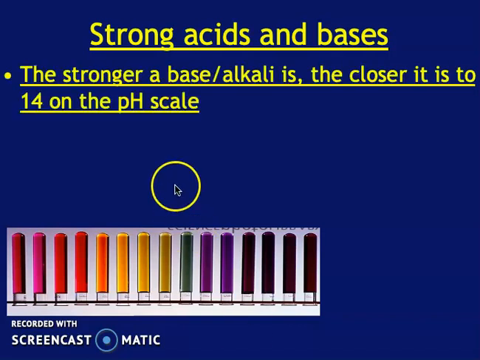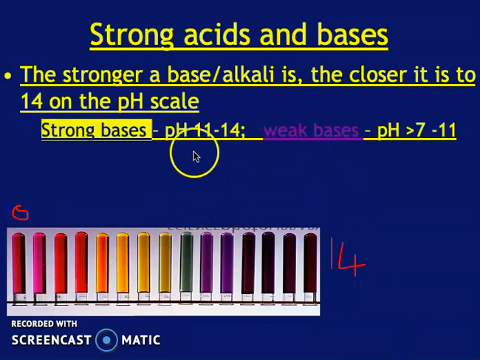So the stronger a base or an alkali, so a base is a solid, an alkali is something that's dissolved in water. But the stronger a base or an alkali is, the closer it is to 14 on our pH scale. So 14 on our pH scale is now over here. 0 was over here the last time. And again, if you have a strong base, they will have numbers of pH 11 to 14. So this is written in blue, please note. And weak bases will be greater than 7, but up to about 11.